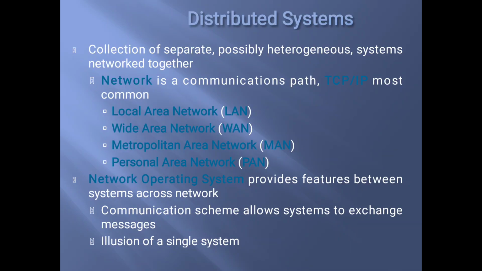Then distributed systems are collections of separate, possibly heterogeneous, systems networked together. The network is the communications path. TCP/IP is the most common, for local area networks, wide area networks, metropolitan area networks and personal area networks. This is the end of chapter 1. Thank you.